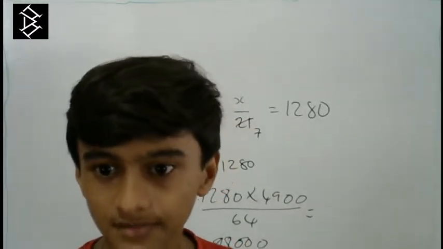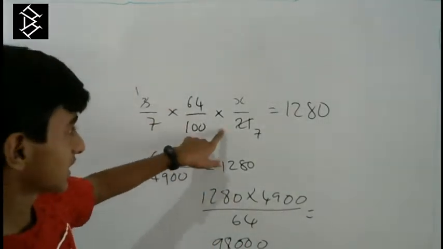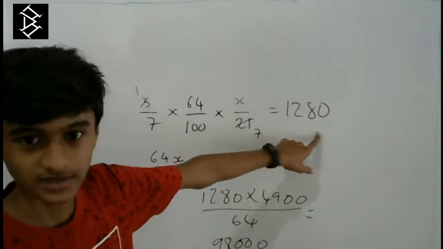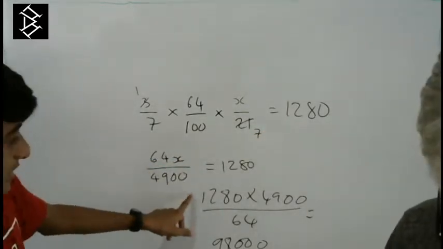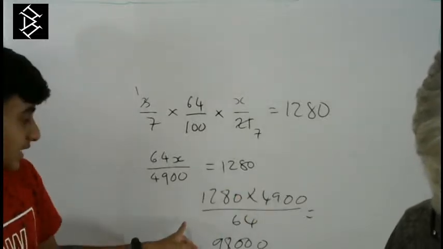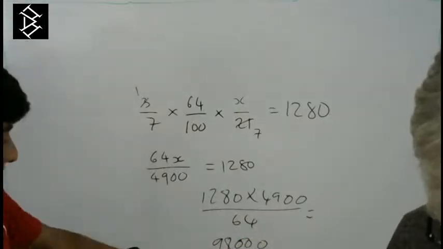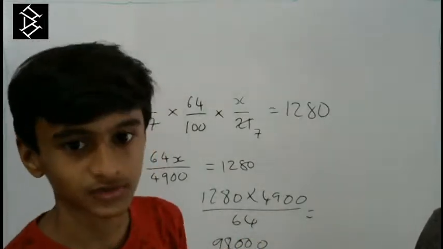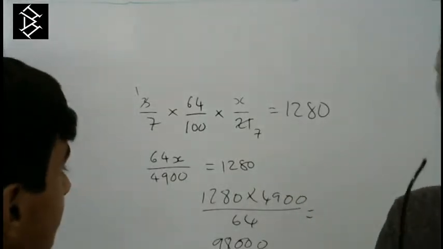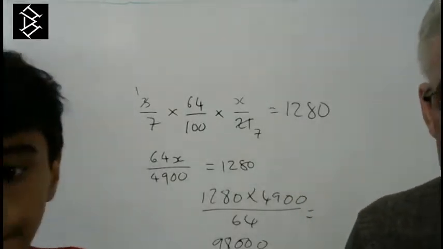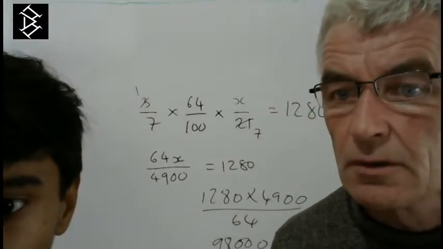Well done. Let's see. Okay, so this is the answer. So 3 over 7 times 64 over 100 times x over 21 equals 1280. So you can solve that for yourself. 64x over 4900 equals 1280. Then x equals 1280 times 4900 over 64, and you can calculate, answer is 98,000. 64 percentage in fraction form, as you know, is 64 over 100. Okay, very good. So many people got that correct.